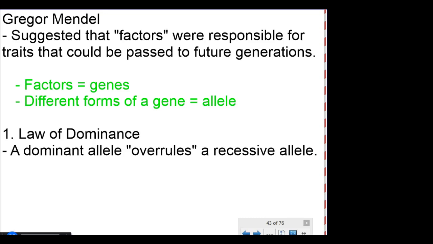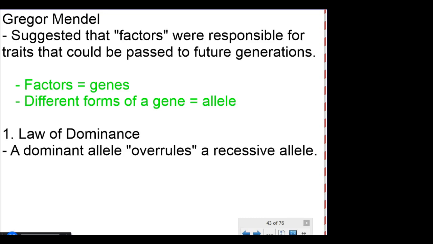Mendel suggested a few laws that you're going to have to know. The first law is that of dominance. What does it mean to dominate somebody? Yes. Okay, so that's somebody who is in charge or thinks they're in charge. And that person oversees and determines how things are going to be. The law of dominance says that a dominant allele will completely override a recessive allele.